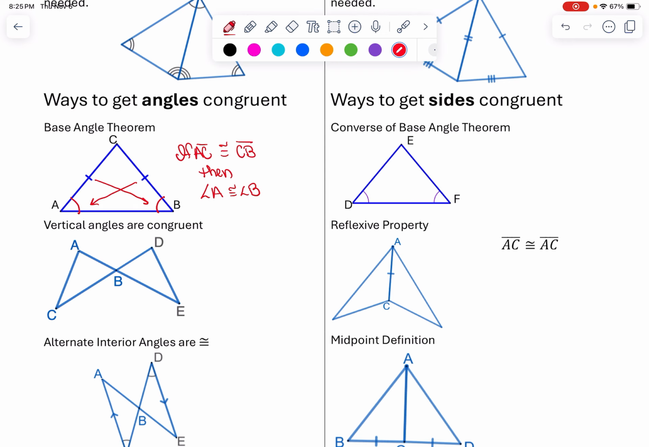Vertical angles will always be congruent to one another, so angle ABC will always be congruent to angle DBE. You can mark those angles with arcs. Sides were congruent, forcing angles to be congruent, and vertical angles are always congruent. Two angles formed by intersecting lines, the only thing that they share is the vertex. Those are vertical angles.